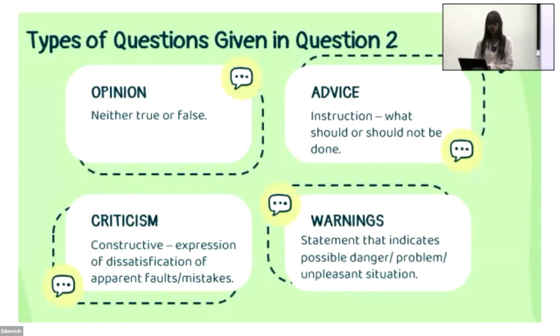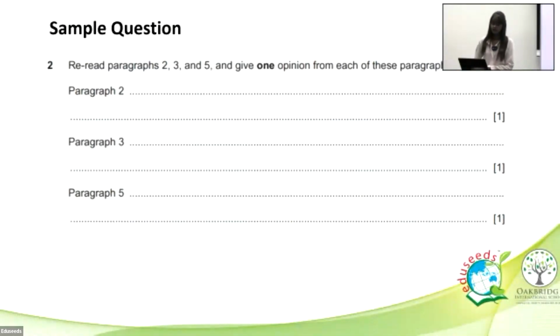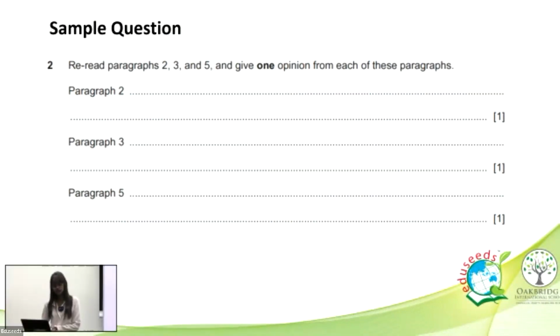So this is how the question will look. For this question, they ask you to give one opinion from each of these paragraphs. So you go to your insert, you go to paragraph 2 and identify which one was the opinion. Same thing for the next three, paragraph 2, paragraph 3, and paragraph 5. So you only identify one opinion. That is all for section 1.